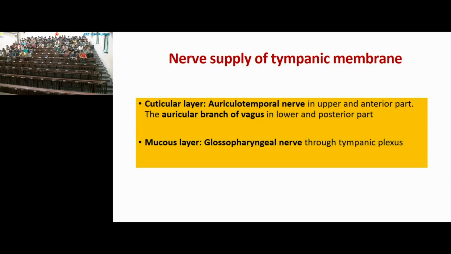So this is about the outer layer. What about the inner layer? The inner layer will have innervation similar to the mucous membrane of the tympanic cavity. It is supplied by a branch from the glossopharyngeal nerve via the tympanic plexus.